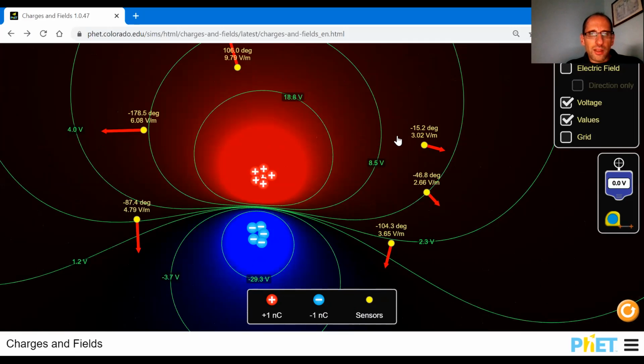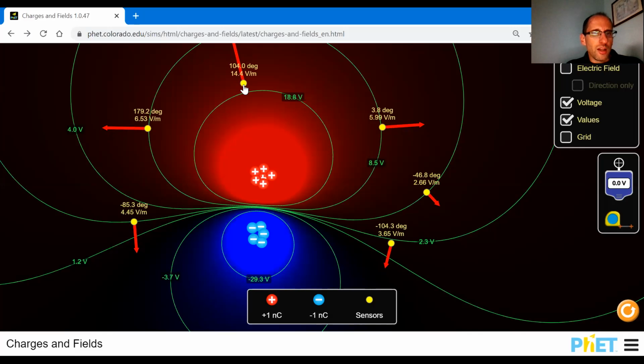So notice if you bring these field meters to the equipotential contours, the orientation of the fields are always perpendicular to the contours. And that's because the gradient of the voltage is the electric field. So the electric field is always going to be directed in the direction that's perpendicular to the equipotential contours. And as the equipotential contours get closer and closer to each other, then the electric field, which is in volts per meter, goes up dramatically.